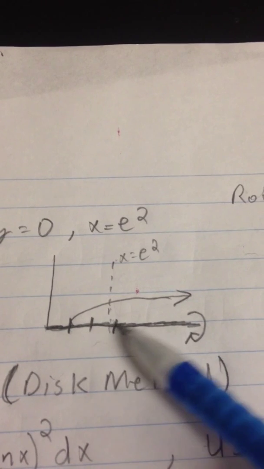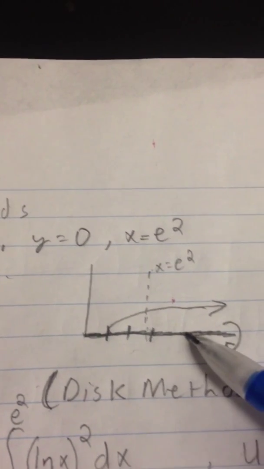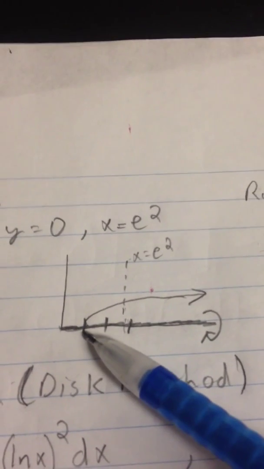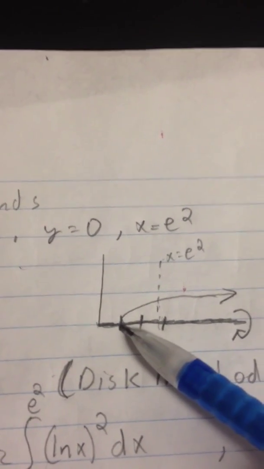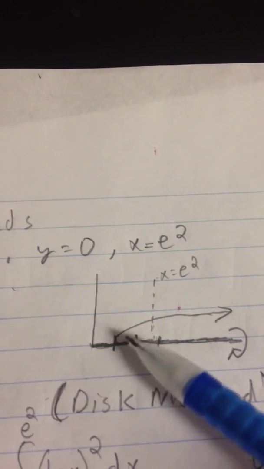And you got to remember your boundaries also. It's rotated around the x-axis, but you have a boundary y equals 0, which will put your boundary there. So when this intersects with the x-axis, that's going to be 1, because ln x will be 0 when x is 1.